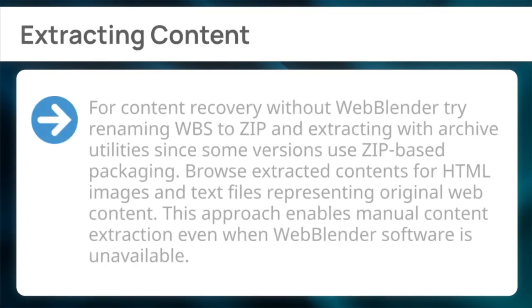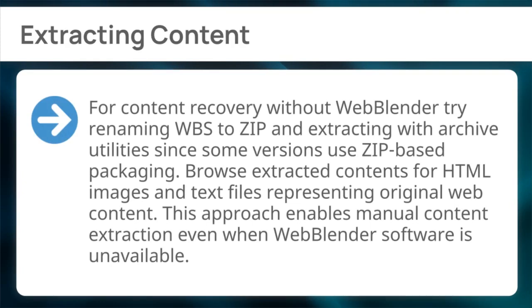Next, extracting content. For content recovery without WebBlender, try renaming WBS to zip and extracting with archive utilities, since some versions use zip-based packaging. Browse extracted contents for HTML, images, and text files representing original web content. This approach enables manual content extraction even when WebBlender software is unavailable.